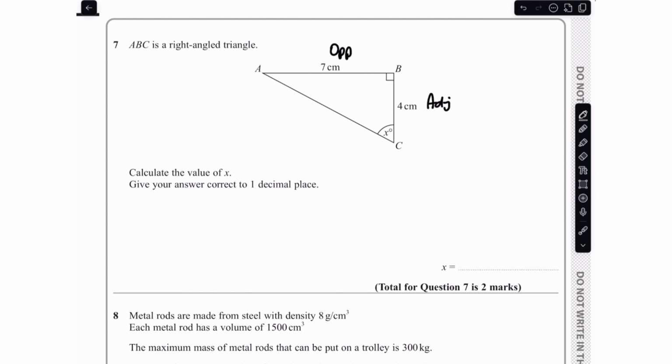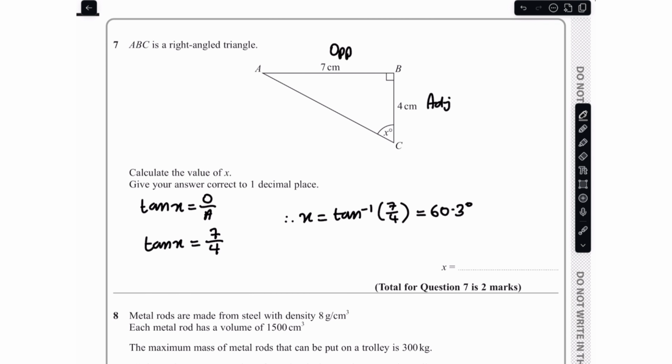So we are going to use tan. So tan x equals your opposite divided by your adjacent. So in this case, tan x equals your opposite, which is 7 centimeters, divided by your adjacent, which is 4. Therefore, x equals tan inverse of 7 over 4, which equals 60.3 degrees to 1 decimal place. So your final value for x is 60.3.